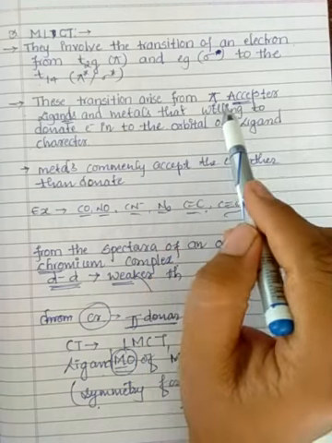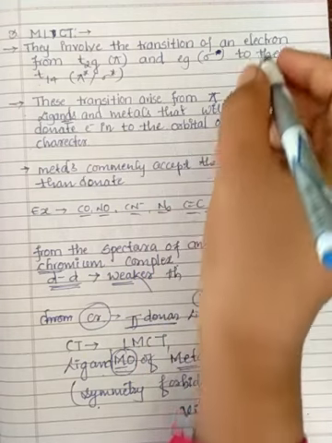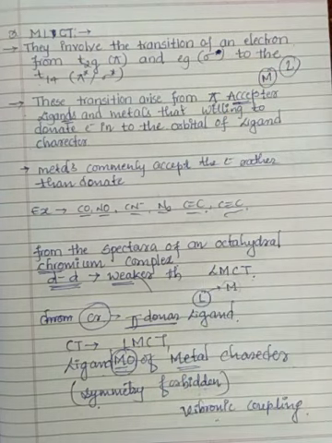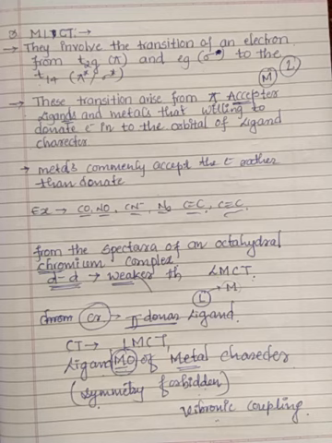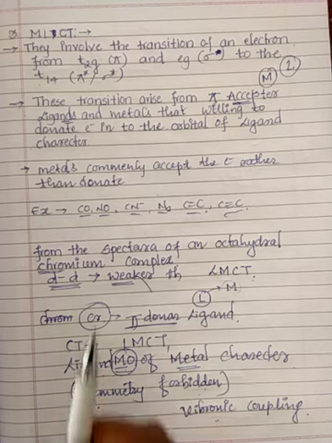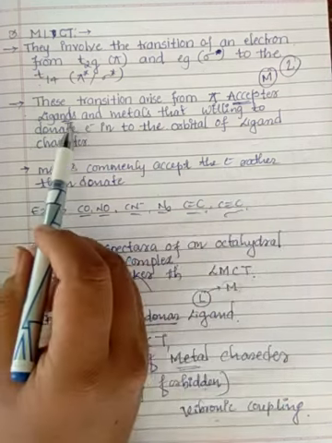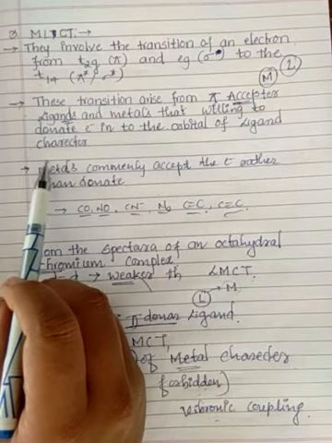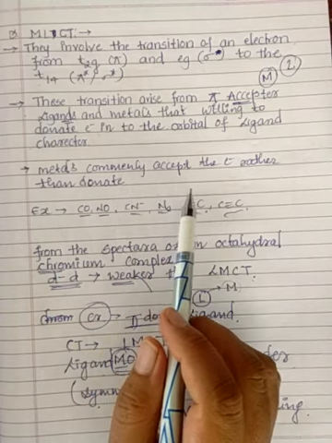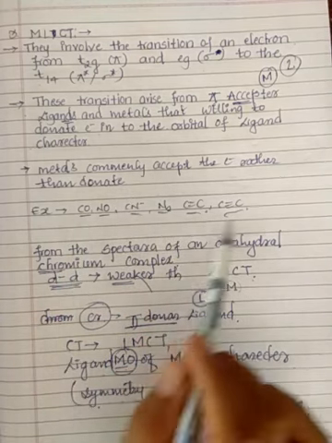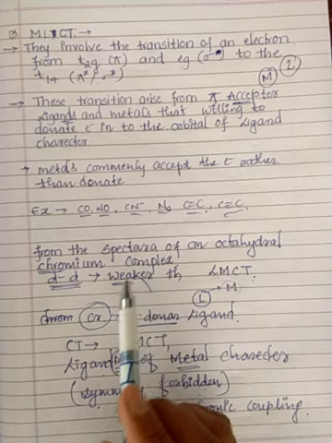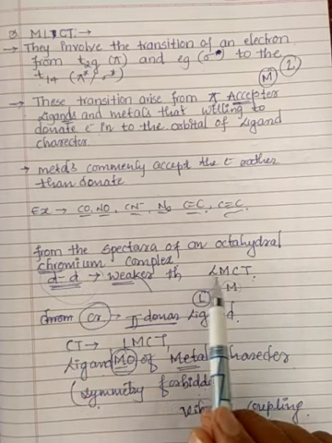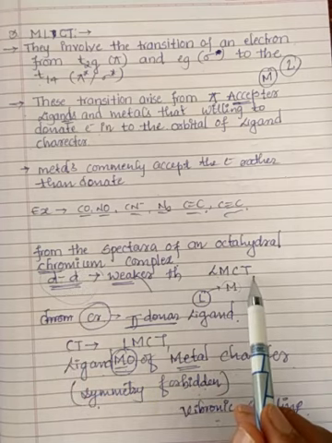This transition arises from a pi acceptor ligand. What I have told here: metal should be present at the center, ligand surrounding, isn't it? Earlier I told ligand should be center, metal outside. So this transition arises from a pi acceptor ligand, and the metal is willing to donate electrons to the orbital of ligand character, isn't it? Next, the metal commonly accepts the electrons. These are some examples we took, and we also took one example of a chromium complex. Here DD should be weaker than that of LMCT, that is ligand metal charge transfer.